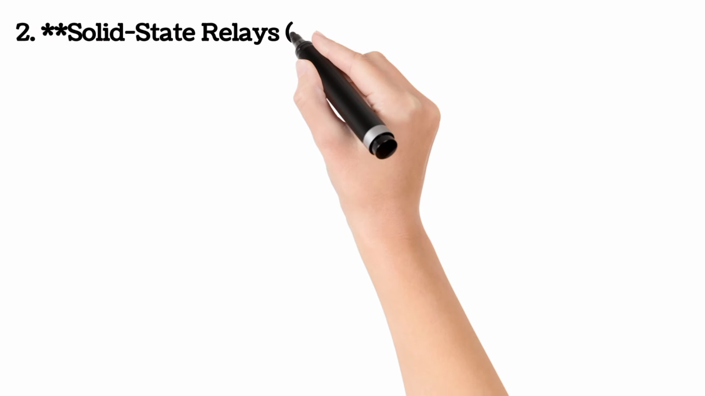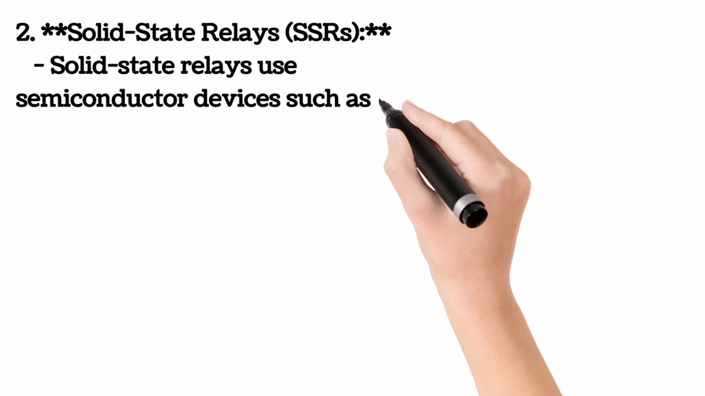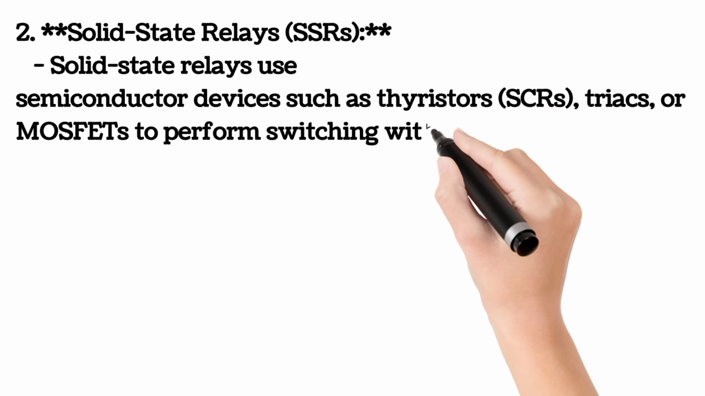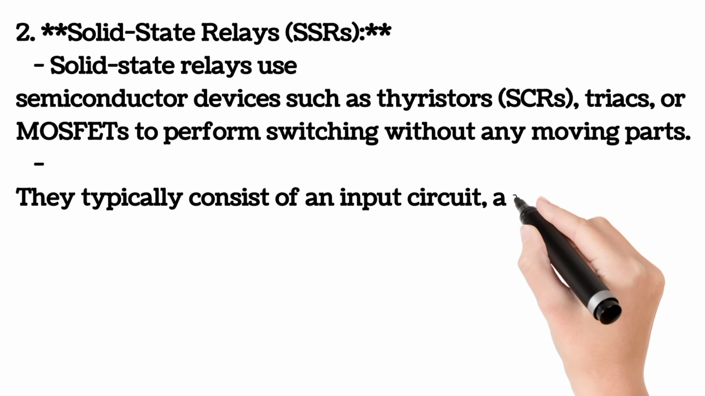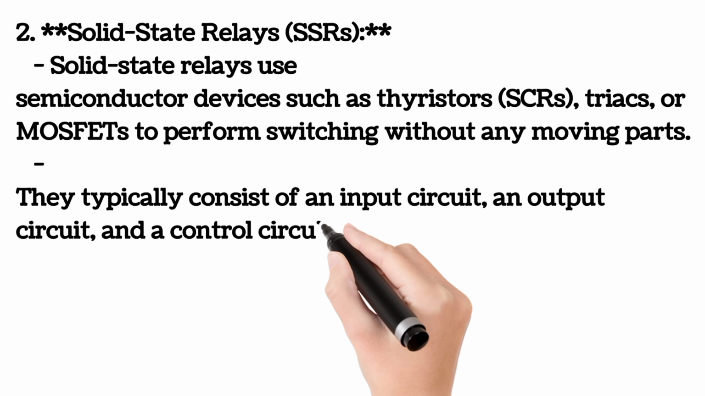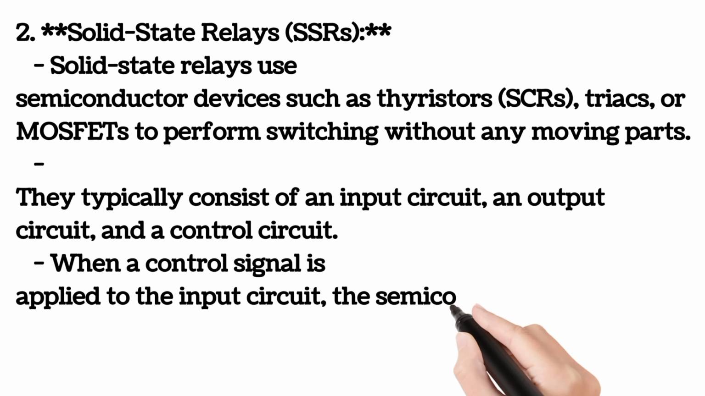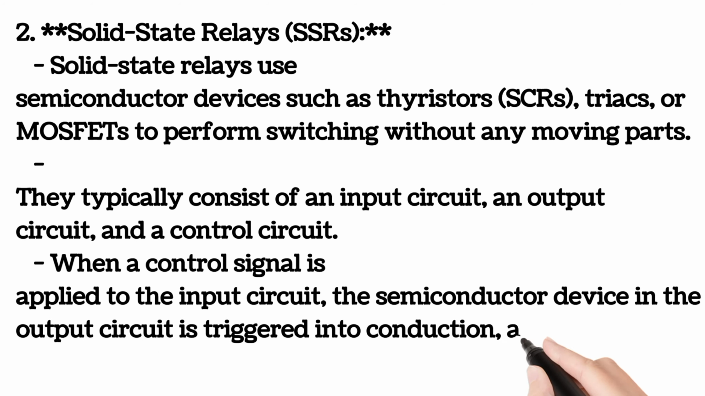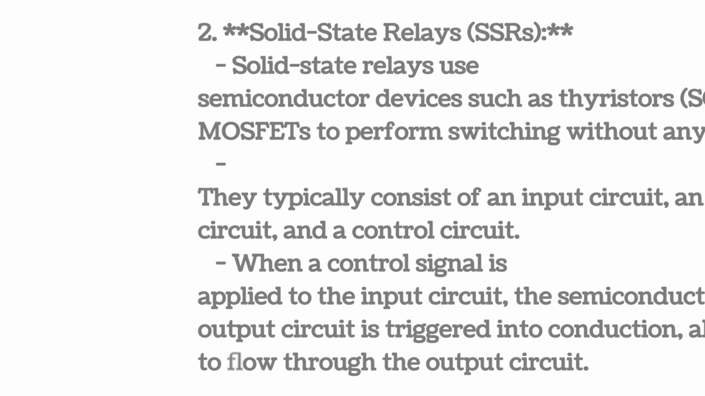2. Solid-state relays, SSRs. Solid-state relays use semiconductor devices such as thyristors (SCRs), triacs, or MOSFETs to perform switching without any moving parts. They typically consist of an input circuit, an output circuit, and a control circuit. When a control signal is applied to the input circuit, the semiconductor device in the output circuit is triggered into conduction, allowing current to flow through the output circuit.